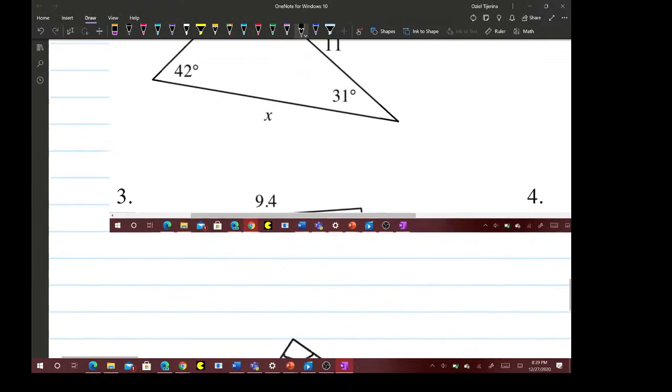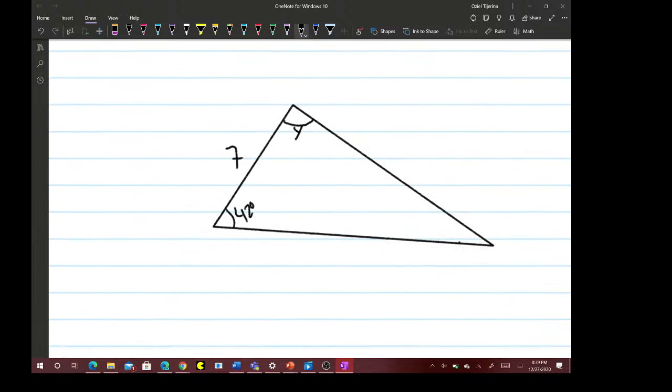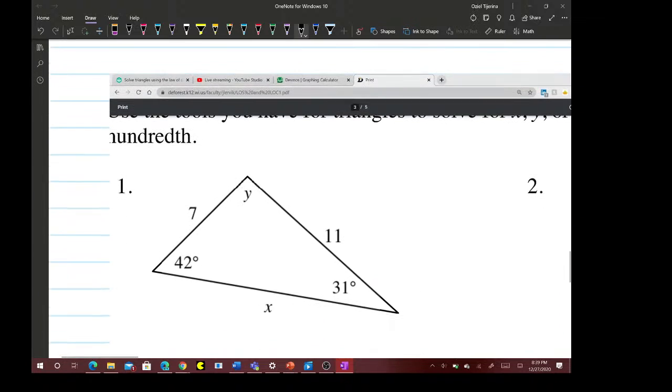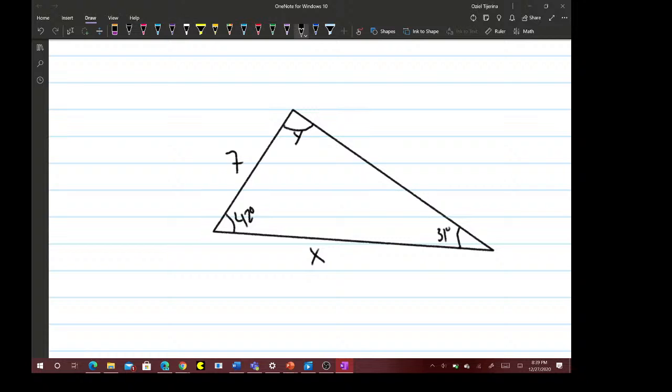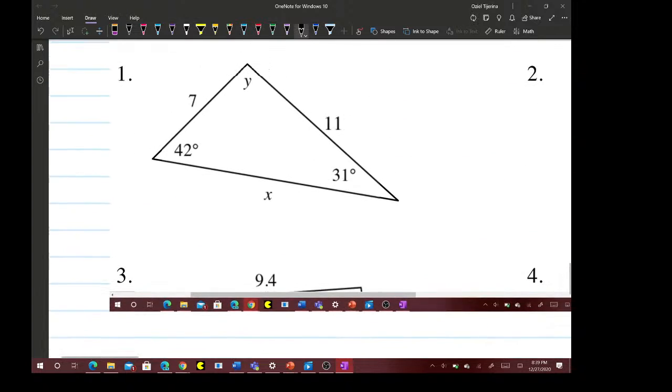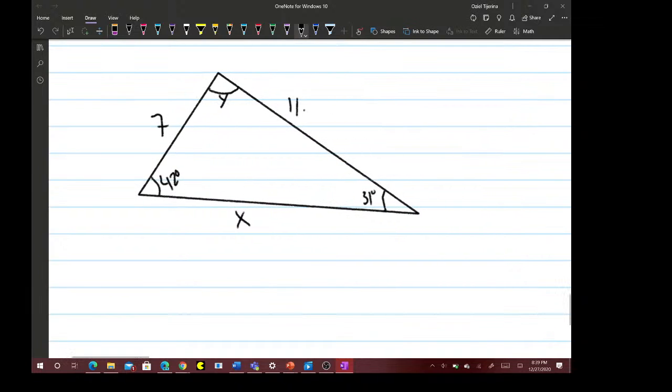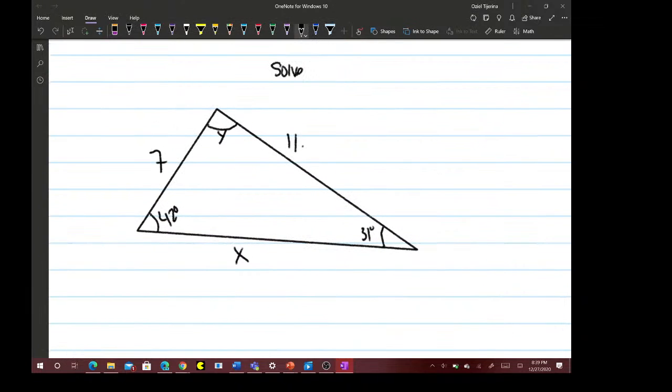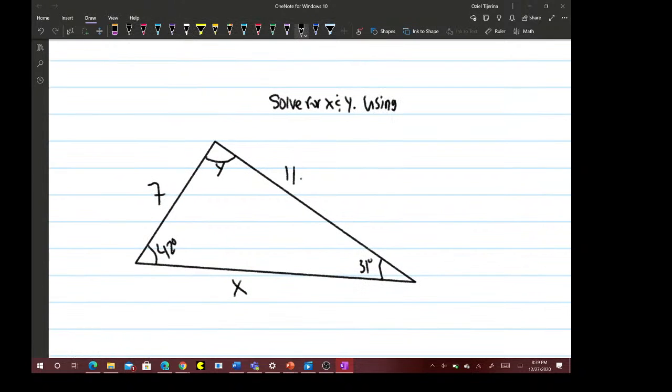Y, and 31 degrees. And here we have X, our side X, and then we have 11, and we want to solve for X and Y, okay? And so, using the law of sines, okay?